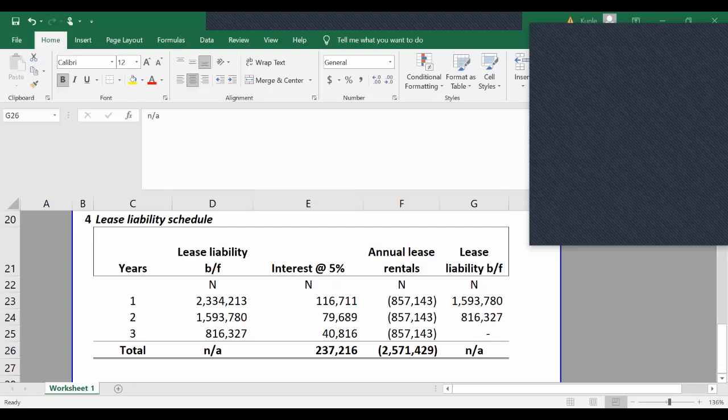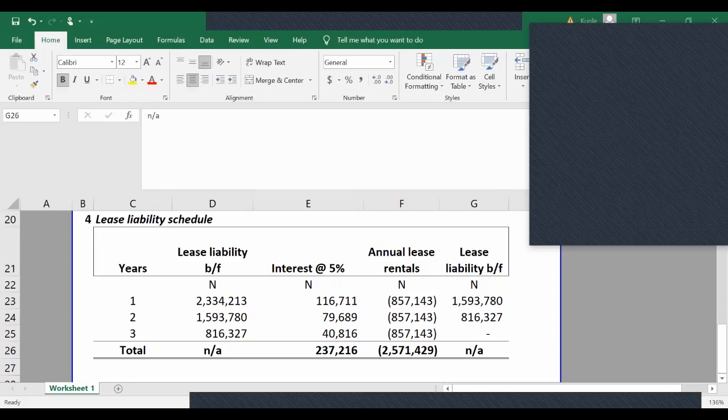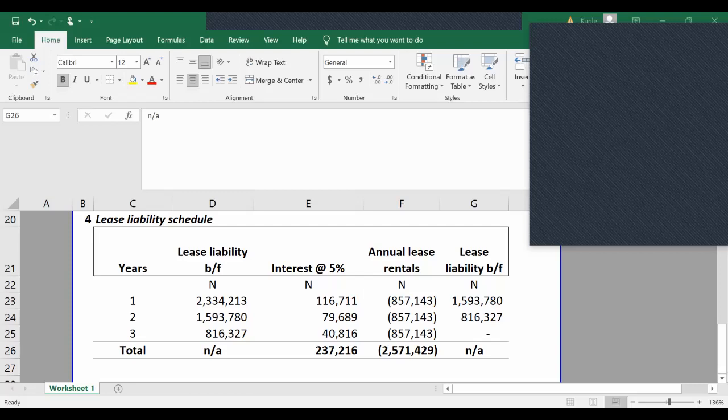So if you have a lease arrangement and you are expected to pay 1 million naira over the years, it is important for you to recognize it today. You need to calculate your present value. Yes, the present value is important and it is the benchmark for us to depreciate the right of use assets.